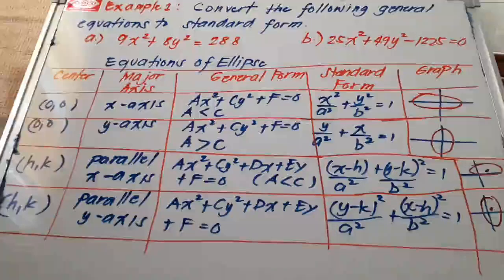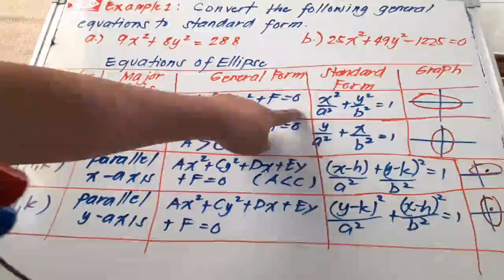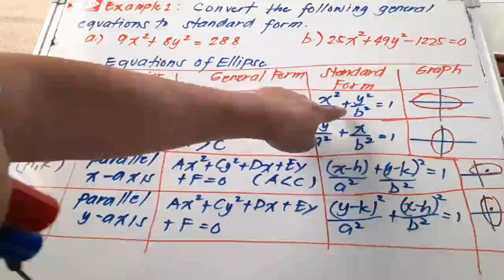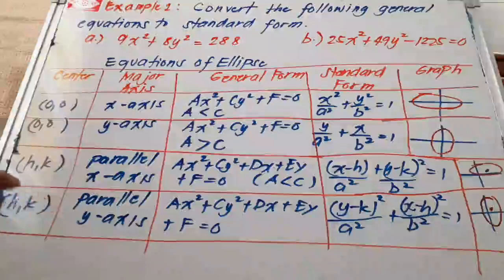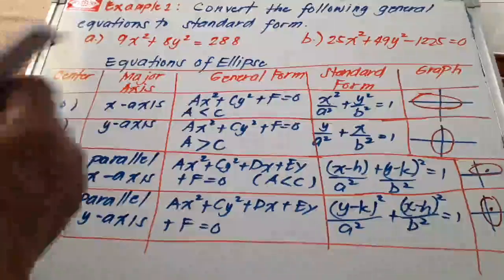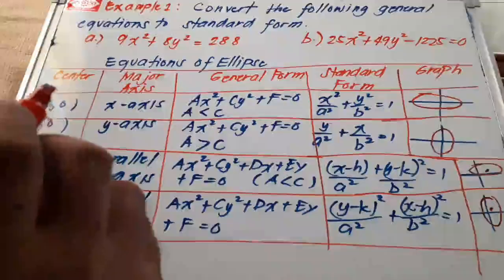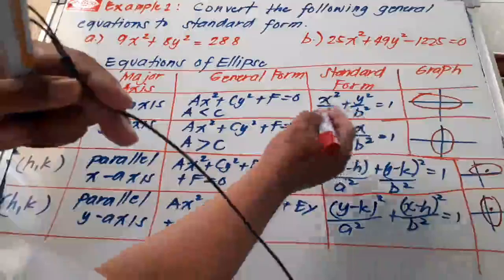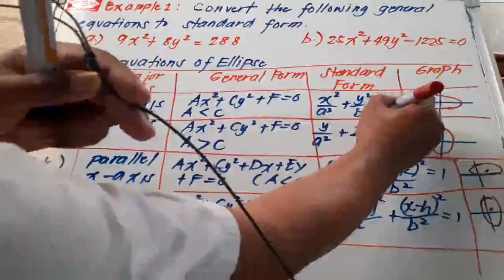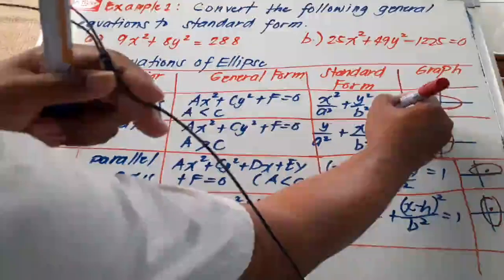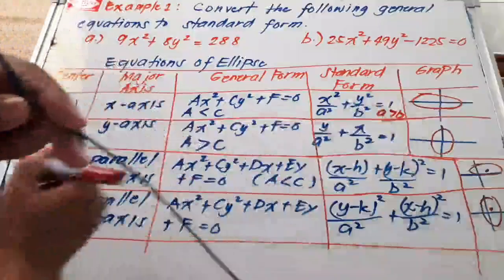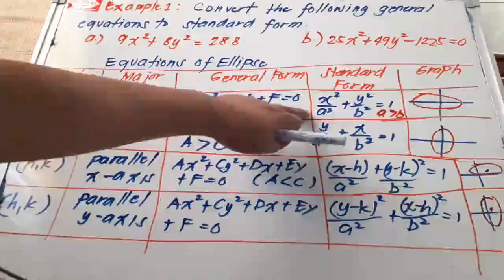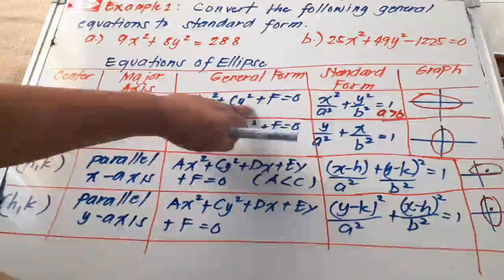Okay? And the equivalent standard form of this general equation is x squared over a squared plus y squared over b squared equals 1. So, ibig sabihin, kapag standard equation, yung right side of the equation has a constant term of 1. By the way, a is always greater than b. So, this is the standard form, and this is the general form of this ellipse.